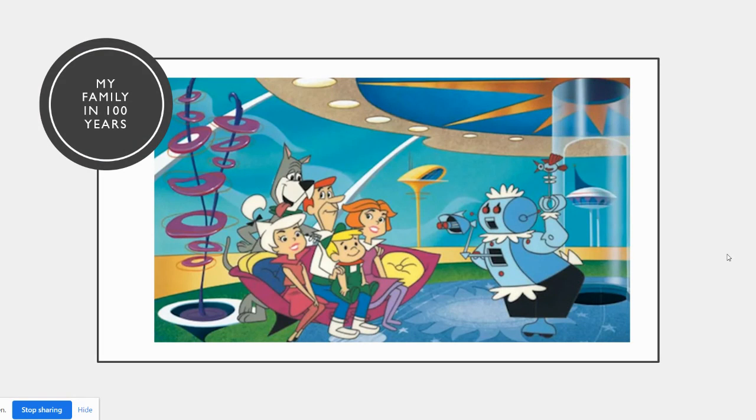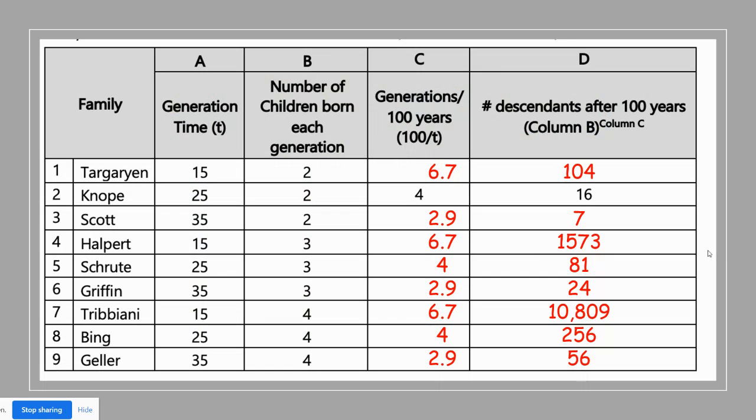My family in 100 years, I'm going to go ahead and just give you all of these things. There is an activity, but I'm going to just give you the answers. So you might recognize some of these names. So here's the generation tab. This means how old you are when you're having your first kid, and the number of children born each generation.